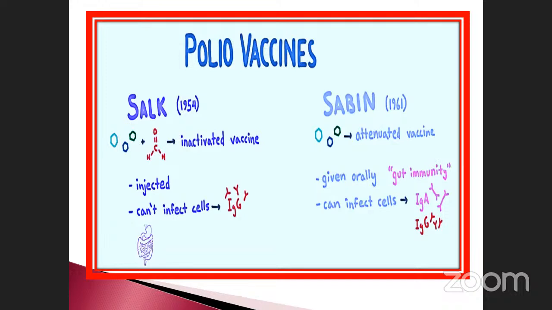Okay, Salk vaccine and Sabin vaccine. Polio vaccine, there are 2 types. One is Salk, John Salk, year 1954. Sabin, you already know about the name of the person. Sabin discovered in 1961. Two types of vaccine. One is called inactivated vaccine. It is injected and cannot infect the cell, which involves immunoglobulin G. And at the same time, attenuated means modified, given orally, gut immunity, can infect the cells, immunoglobulin A and immunoglobulin G.